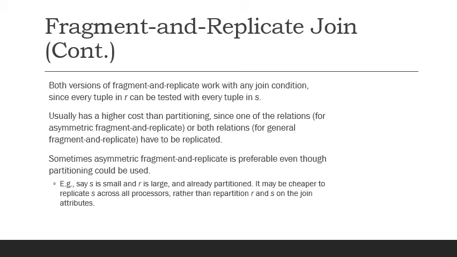Fragment and replicate works with any join condition, since every tuple in R can be tested with every tuple in S. Thus, it can be used where partitioning cannot be. Fragment and replicate usually has a higher cost than partitioning when both relations are of roughly the same size. If one of the relations, say S, is small, it may be cheaper to replicate S across all processors rather than to repartition R and S on the join attributes. In such a case, asymmetric fragment and replicate is preferable even though partitioning could be used.